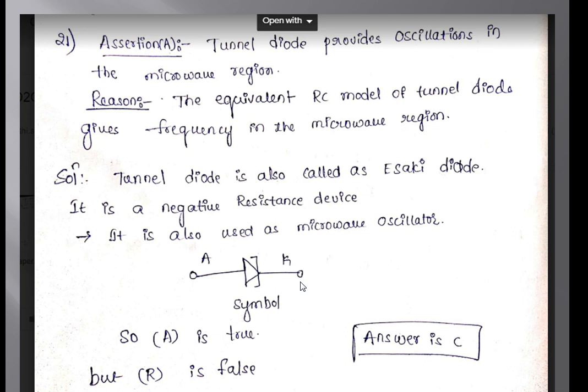The tunnel diode is used in microwave oscillator. And here comes the symbol of the tunnel diode. So the A is true. The assertion is true. But the equivalent RC model of tunnel diode gives the frequency in the microwave region is not the correct answer. So the tunnel diode is also called as Esaki diode. It is a negative resistance device and it is also used as the microwave oscillator. So the correct option for this one is the C, that is A is true, assertion is true and R is false.